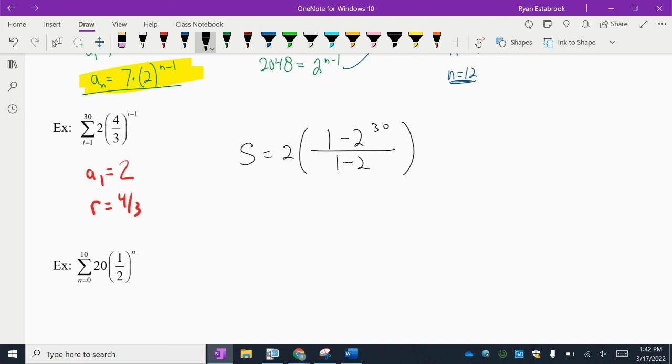This is what I want you to put into your calculator. Actually, it's not 2 for the ratio. What is the ratio? 4/3. Nick had his hand up. He's going to correct me there, weren't you? Yeah, so first term, common ratio. Know how to use your calculator. Can you enter this in and evaluate it?